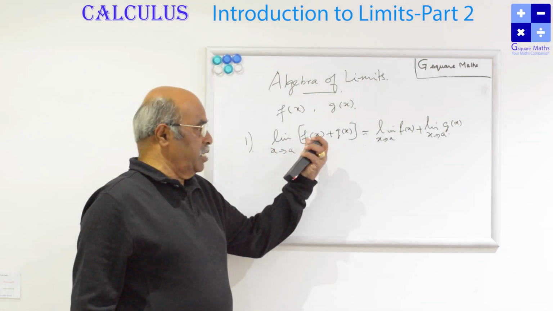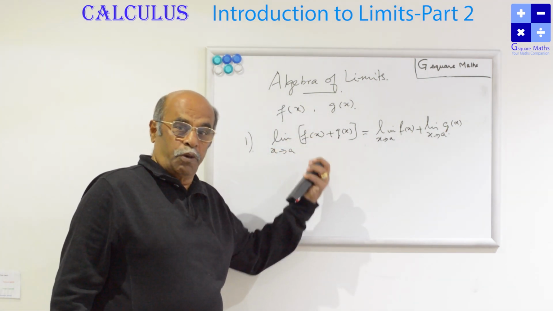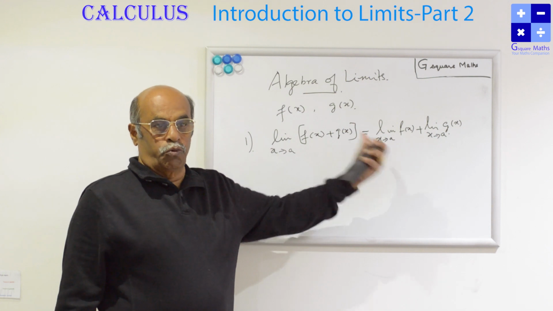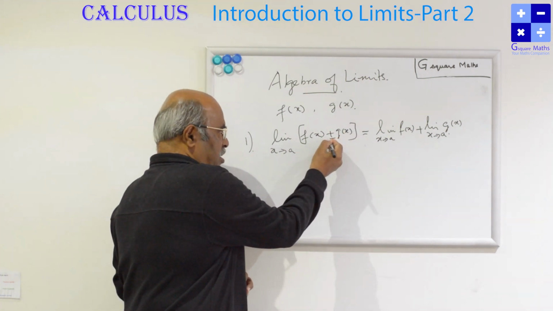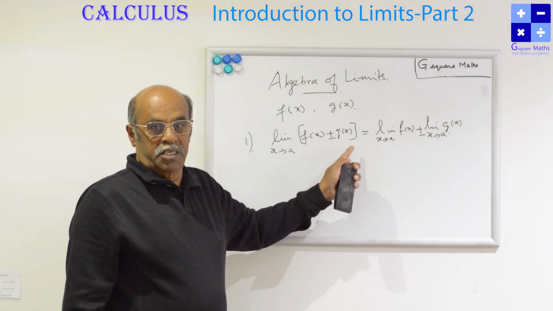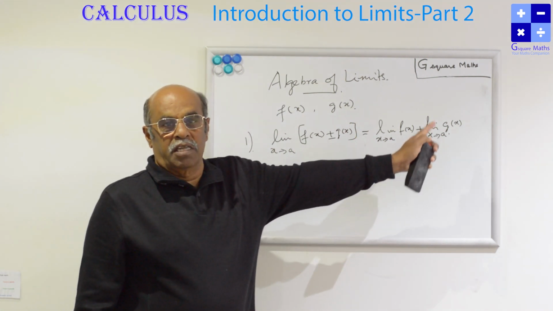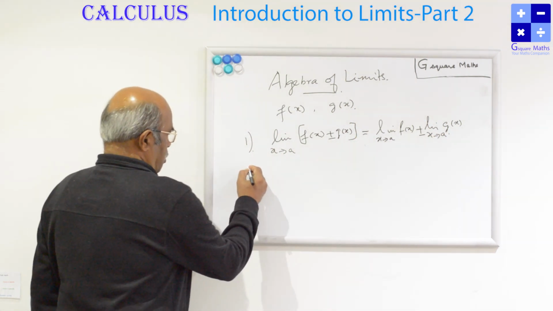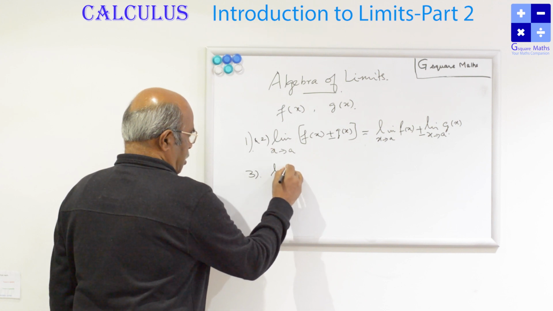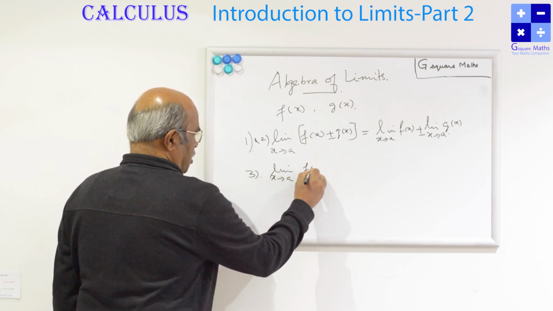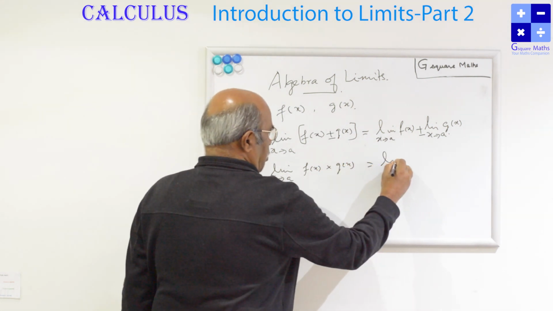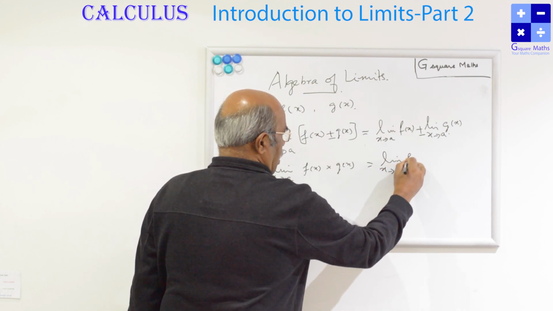The first algebra of limit is the limit of the sum. These are the things we are going to apply in the problems, how to evaluate the limit of given functions. Limit of the sum is equal to sum of the limits, first rule. The second rule is limit of the difference is equal to difference of the limits: limit of f(x) minus g(x) is equal to limit of f(x) minus limit of g(x). Now the third rule says the limit of the product, that is f(x) into g(x), is equal to the product of the limits.